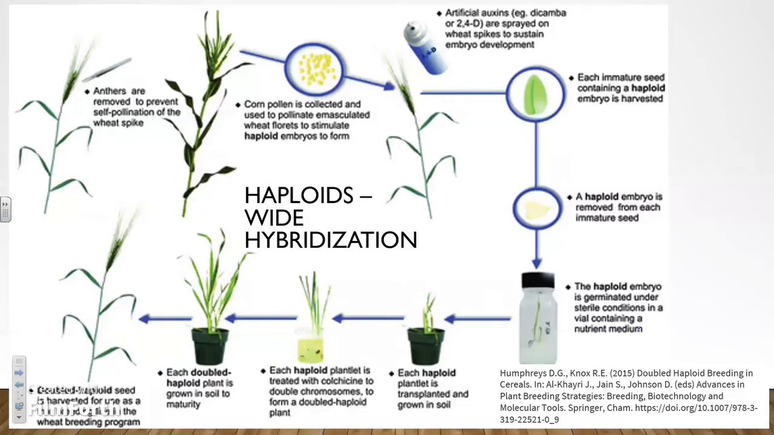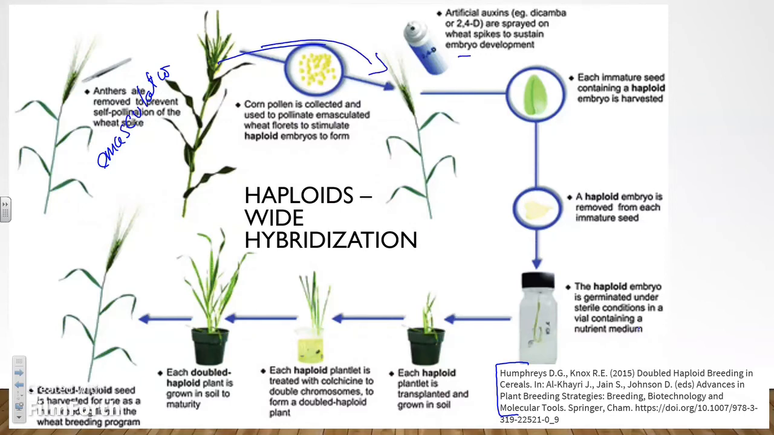So I'm going to walk through haploids created through wide hybridization. This is a schematic taken from Humphreys and Knox. Please go and read that, with all due credit to them. Basically, and we're using wheat here as the example, you have emasculation to remove and eliminate self-pollination. Once that is done, you pollinate that plant with corn pollen.